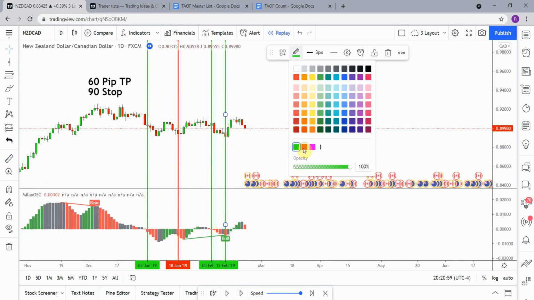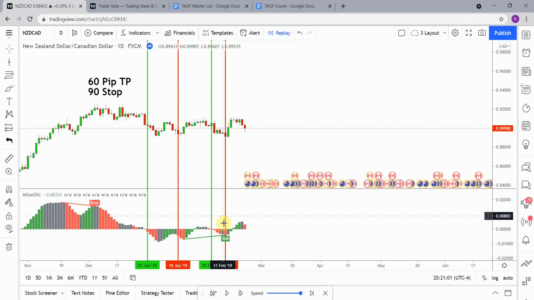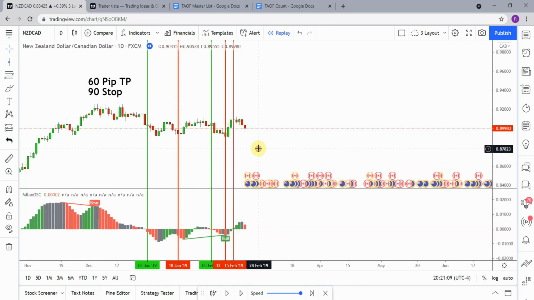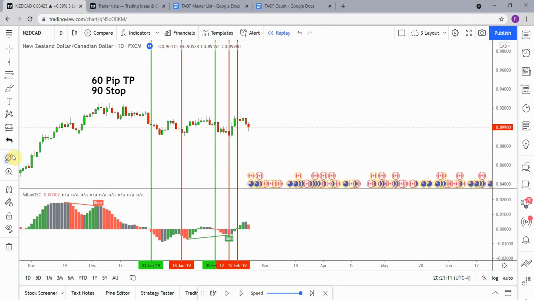Then we pick up another short right there. And this one's not going to do too well. A pretty quick spike to the upside there would have stopped us out. Then we pick up a long right there on that one.